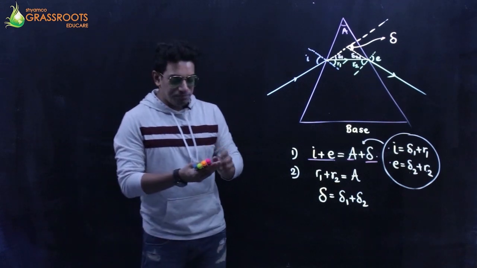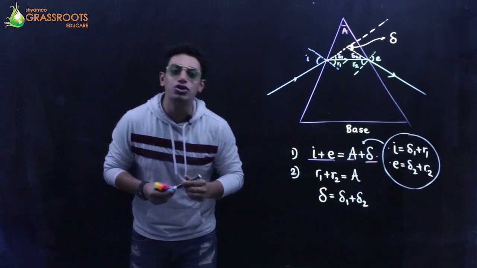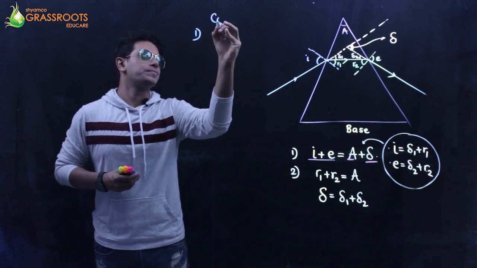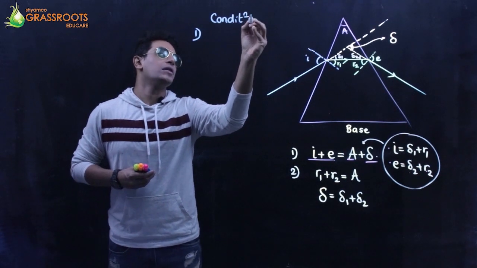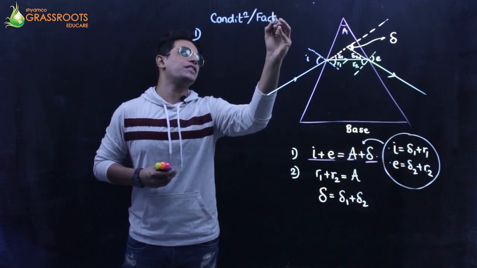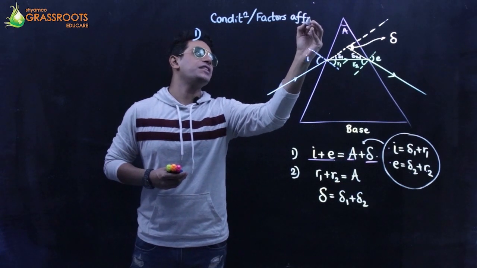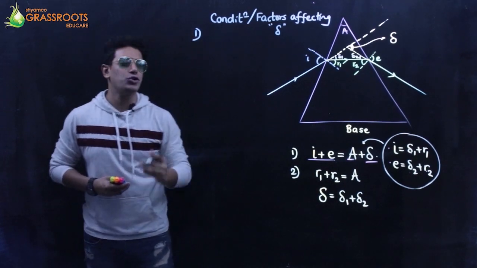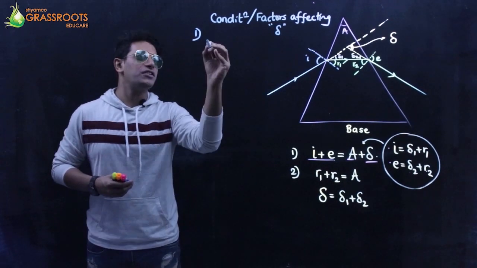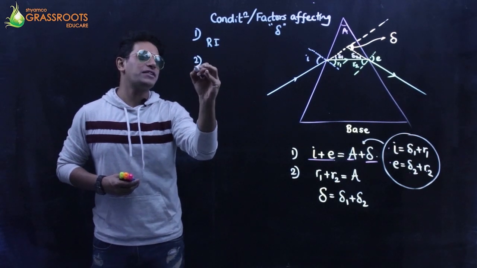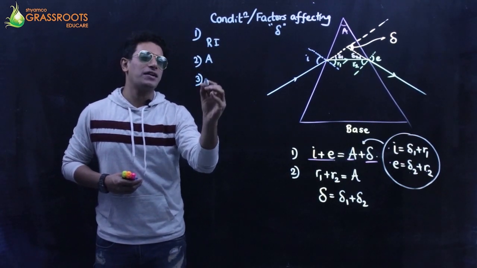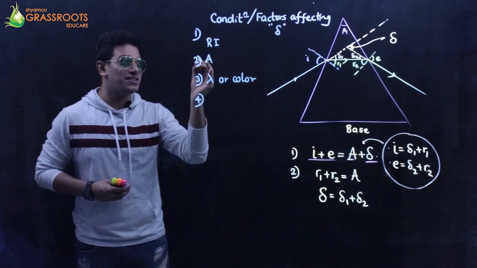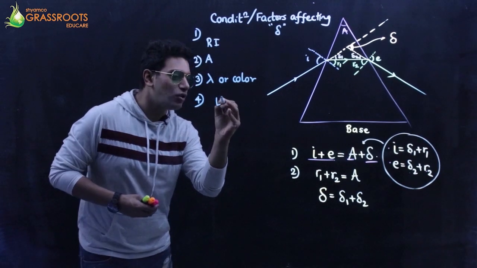Fine. Out here, we're talking now about the conditions for deviation, right? The first condition. Or you can also talk about the factors which affect the deviation, the factors affecting deviation of the ray of light. Delta stands for deviation, or you can write the entire word. The first factor is the refractive index. Second factor is the angle of prism. Third factor is the color or the wavelength of light. And the fourth factor which affects the angle of deviation is the angle of incidence.